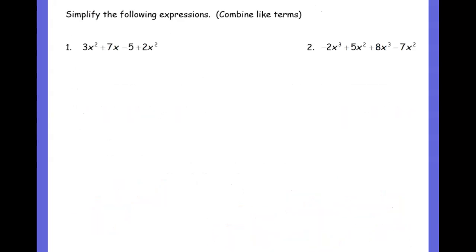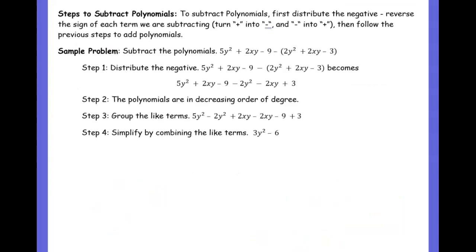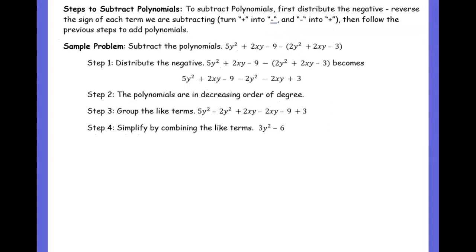Okay, so we're going to continue on and talk about subtracting polynomials. Subtracting is very similar, with the exception that when you subtract, I want you to pay attention to where that minus sign is, because you're going to take every term inside the parentheses, and it's like you're distributing a negative 1. You're going to change the sign. So you can see where you've got the negative 2y squared, then minus 2xy, and then a negative times a negative here becomes plus 3.